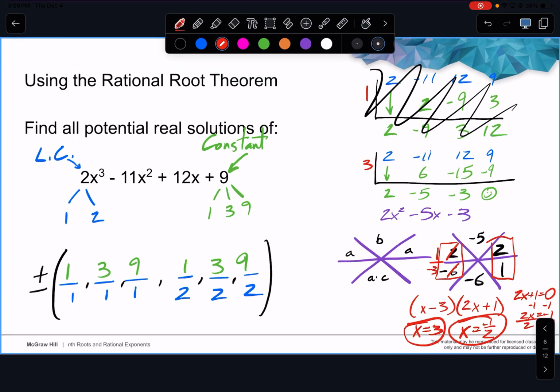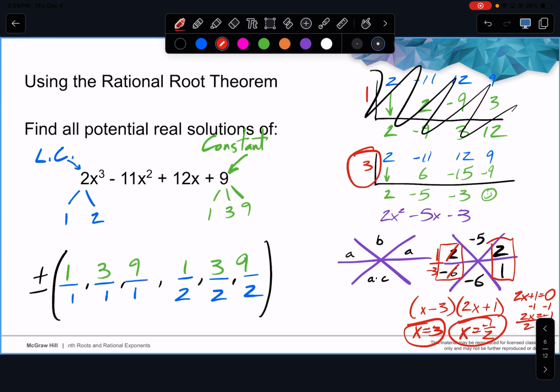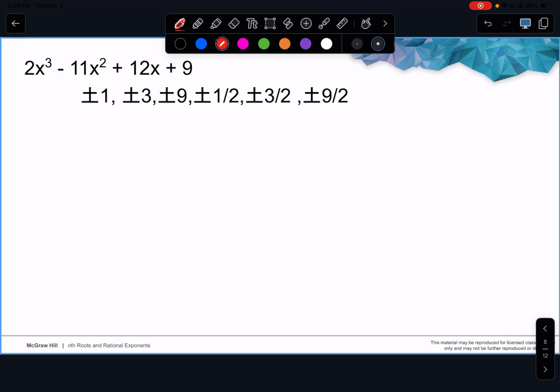So we end up with 3, -1/2, and then we have 3 here and not 1. 1 didn't work, remember? So did we have 3 solutions? We do have 3 solutions. We're not going to graph this one. Okay, this is how we use the rational root theorem to solve a polynomial that has a degree greater than 2. Okay, now here's what we're going to do.